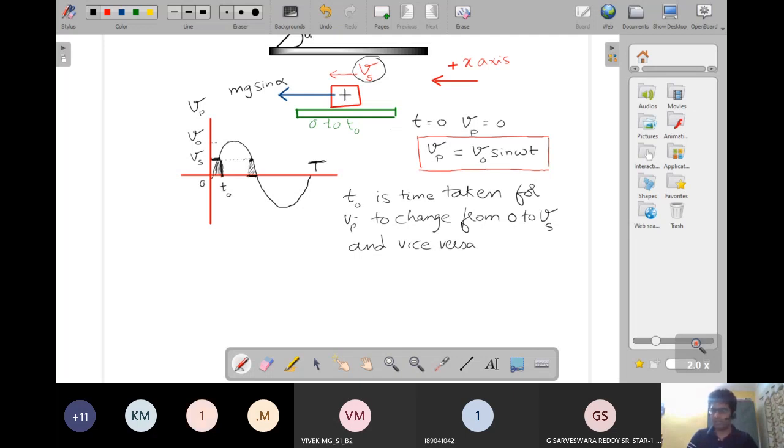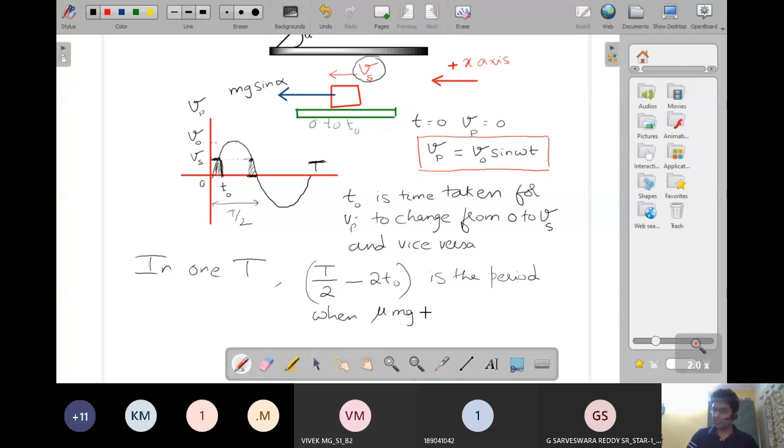So what is that period in one oscillation, right? So I'll just write, in one oscillation period or one capital T period, T by 2, which is this half period, this is T by 2, minus 2 T naught period is the period when mu mg cos alpha acts on the block in forward direction. Okay, right?